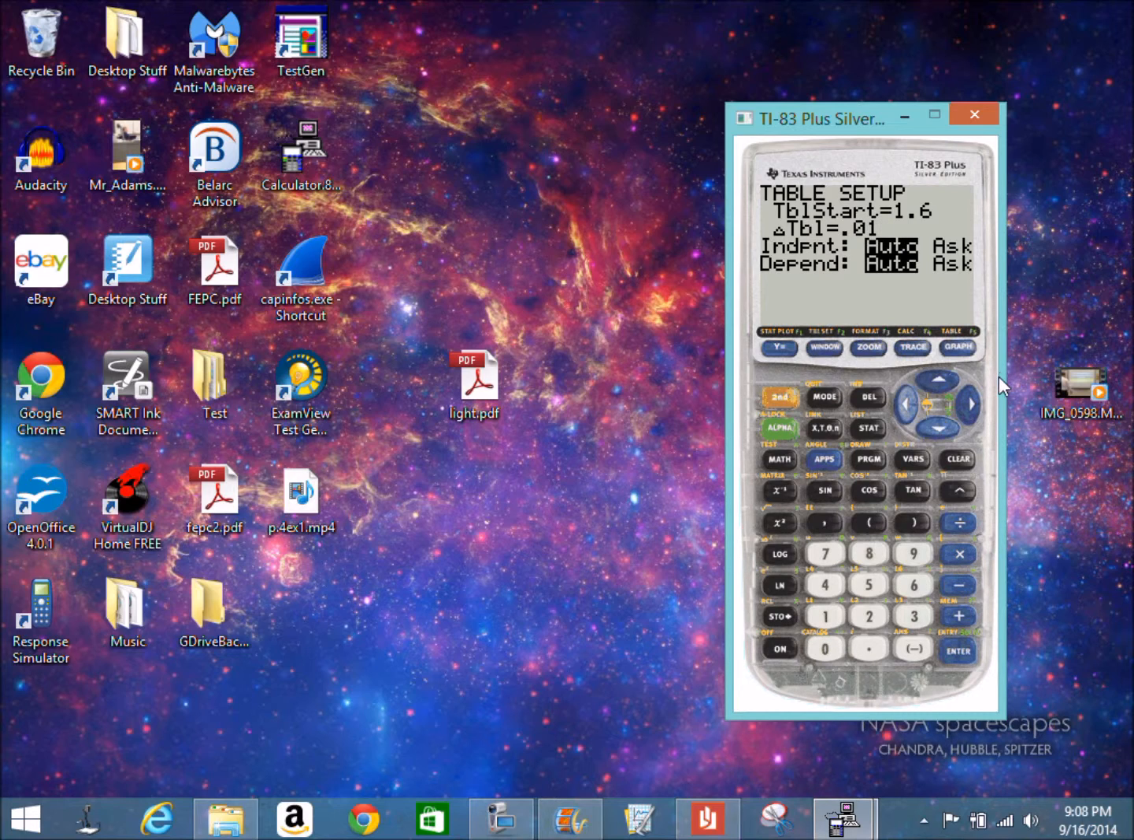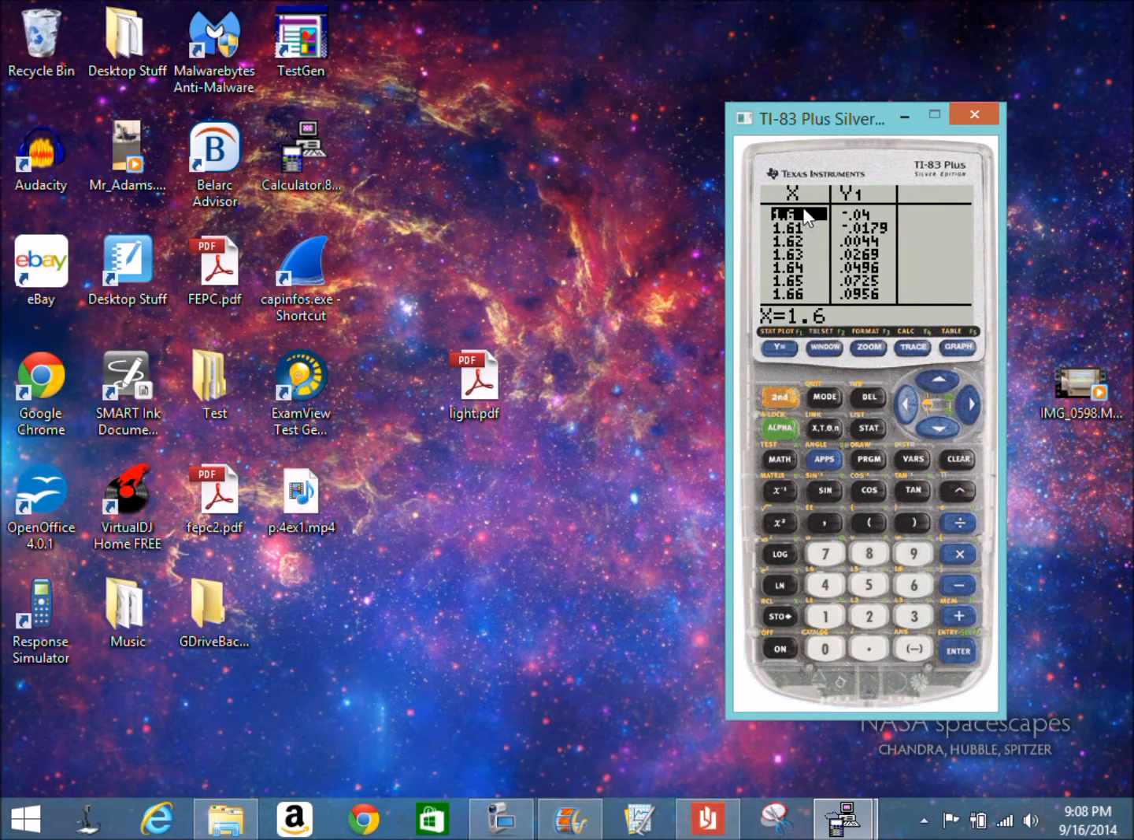If I really wanted to fine-tune that, I could still leave it at 1.6 and switch my table so that I count by 0.01. Now if I hit graph, notice that the table counts by 0.01. In other words, I go from x equals 1.6 to x equals 1.62 and so on and so forth. And here we can see that it's going to be between x equals 1.6 and x equals 1.62, because my y value for x equals 1.61 is negative, and then if I jump to x equals 1.62, my y value is positive.